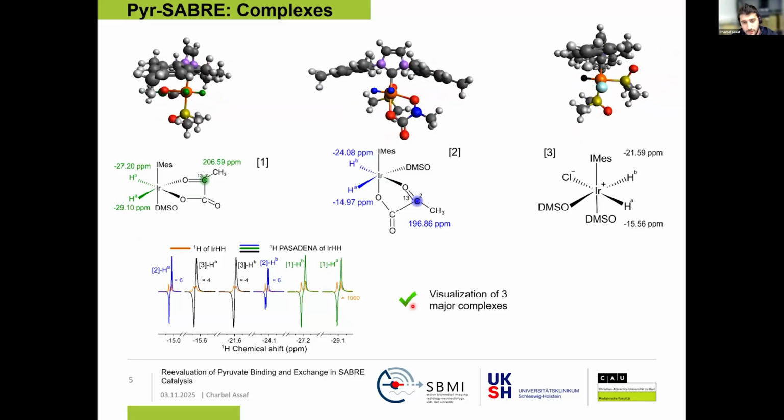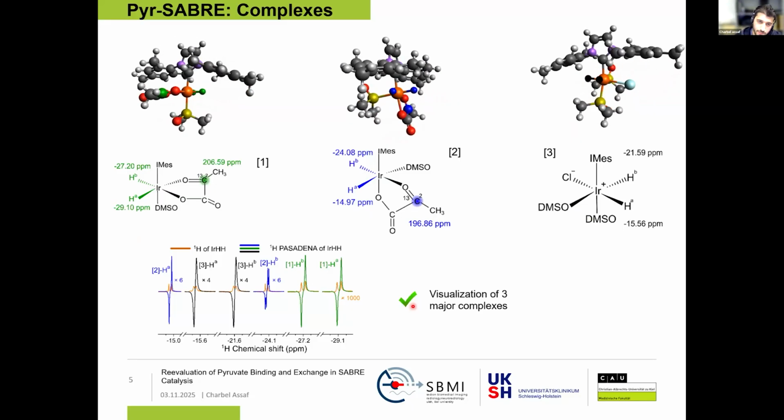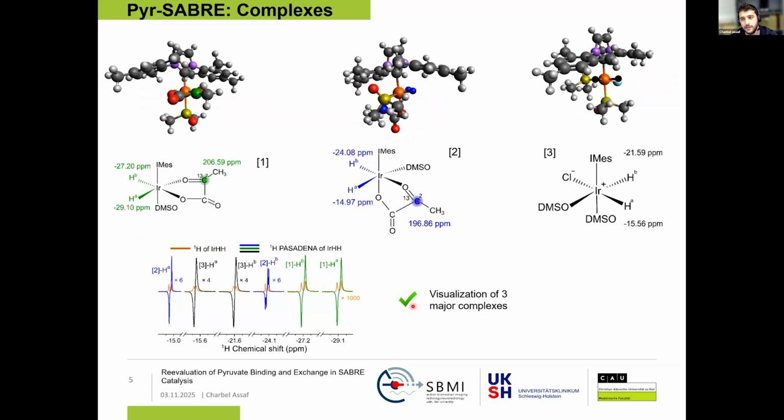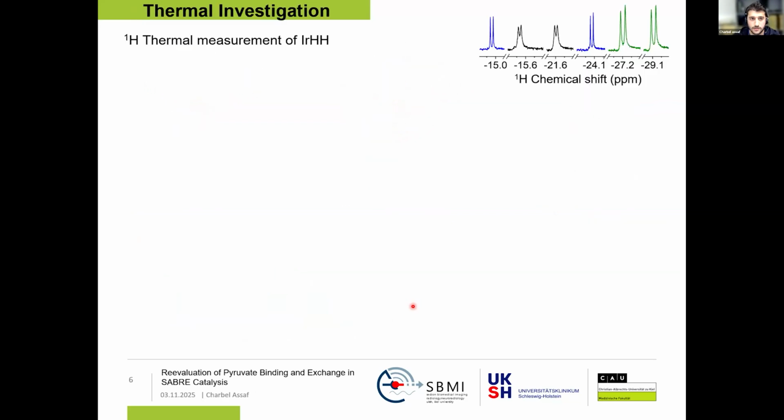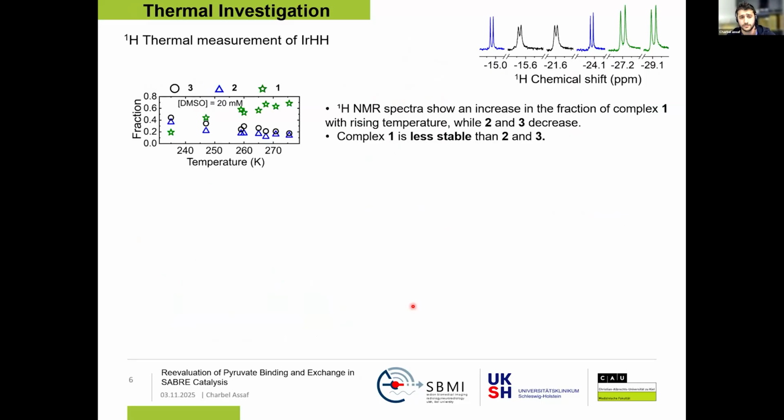These assignments represent the structures which were previously proposed in the literature, which will now be revised by our experimental data. So we start with 1H thermal measurement. We change the temperature, and we see that when the temperature was increased, complex number 1 was dominating in the sample, which makes it thermodynamically less stable compared to complex number 2 and complex number 3.